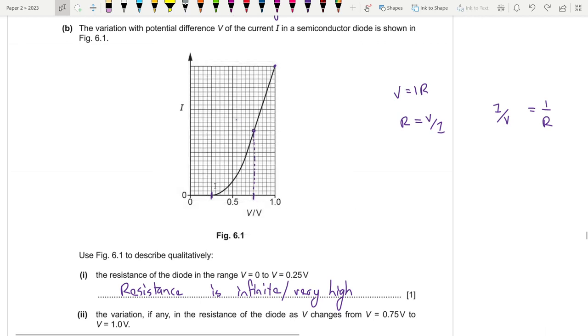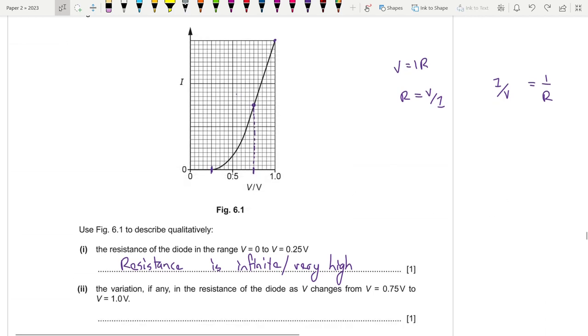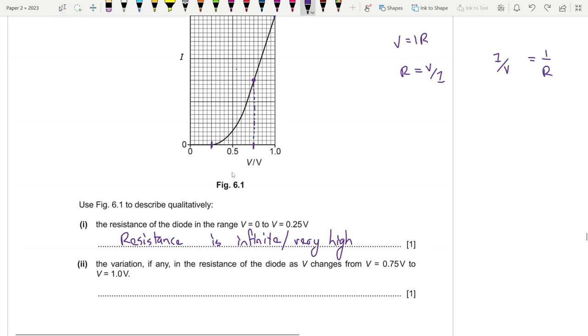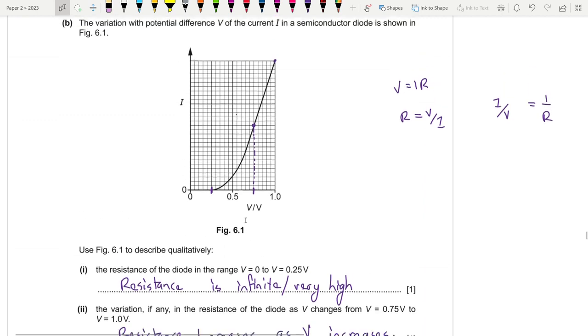So after 0.25 onwards, basically what happens? Resistance decreases as voltage increases. It's quite different from a filament lamp where resistance increases as voltage increases. So our answer should be resistance decreases as voltage increases. So the graph was quite misleading, but constant was never an option.